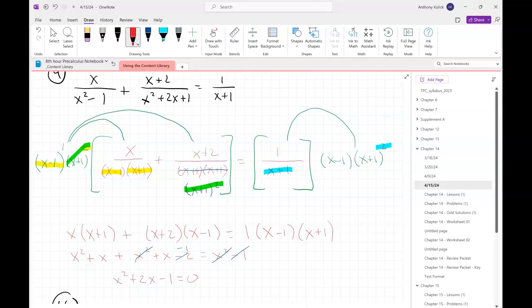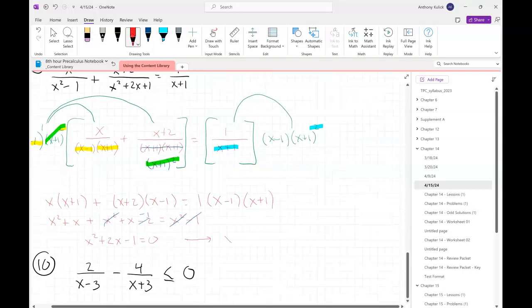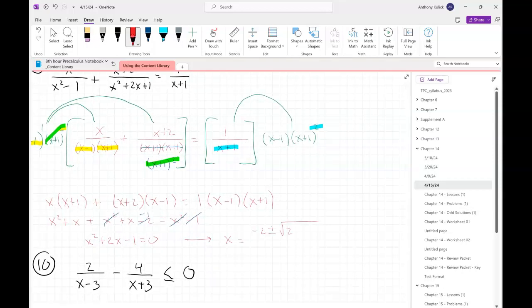No, it doesn't factor. Nick, what's up? Okay. So, since I can't factor this, what must I do? Quadratic formula, which is a hassle, but, you know, it's not that big of a deal.